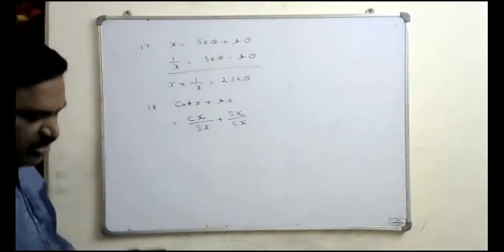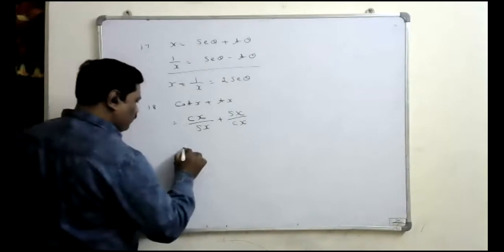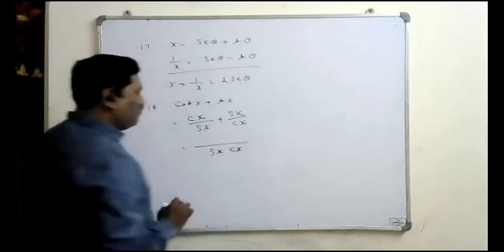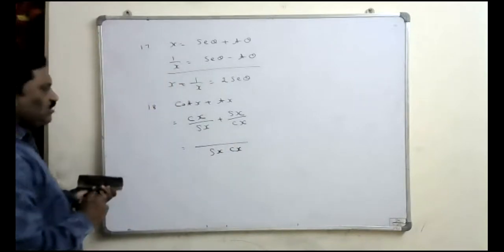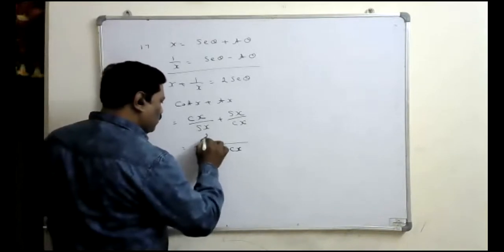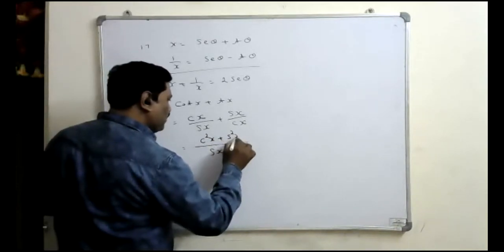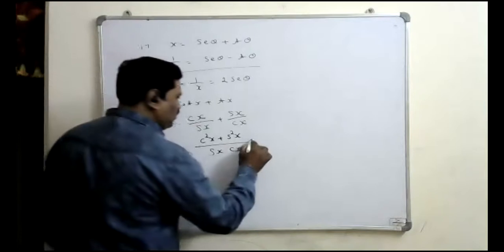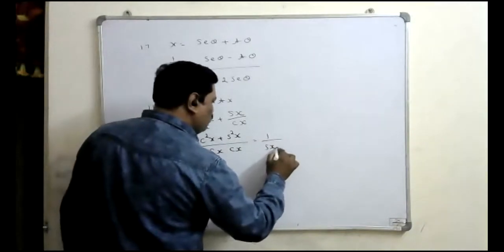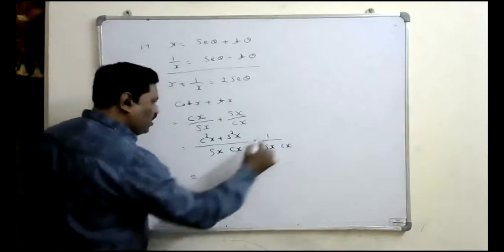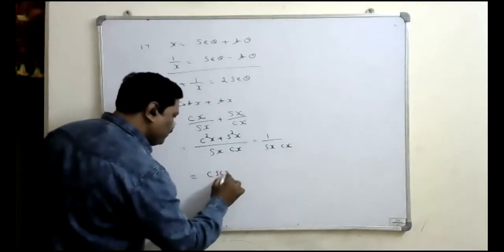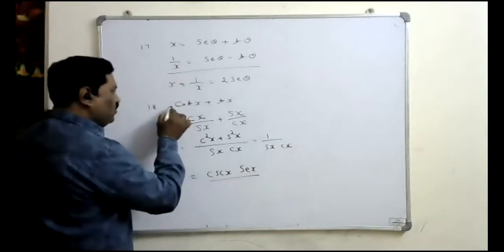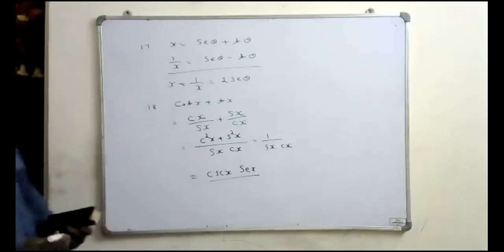Now tell me, what is the LCM for this? Sin x into cos x. What will we get in the numerator? Sin square x plus cos square x, which is 1. So this is 1 upon sin x into cos x. So 1 upon sin x, that is cosecant x, into 1 upon cos x, which is secant x. Therefore, this value is equivalent to cosecant x into secant x. That is all.